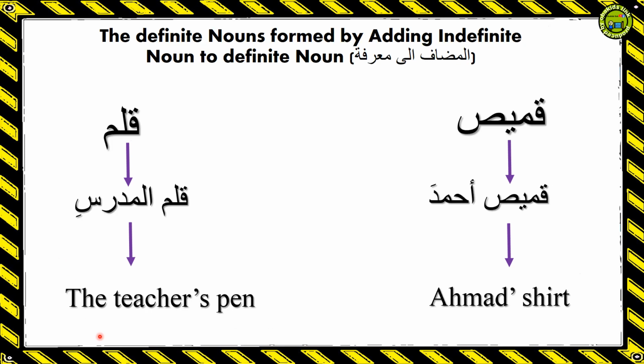Here we have another example. The definite noun formed by adding indefinite noun to definite noun. Mudafu ila ma'rifa. Qamisun, qamisu Ahmada. Ahmad's shirt. Qalamun, qalamul mudarrisi. The teacher's pen. The reason why these nouns are definite is because of the addition of definite nouns, which are Ahmada and al-mudarrisi.